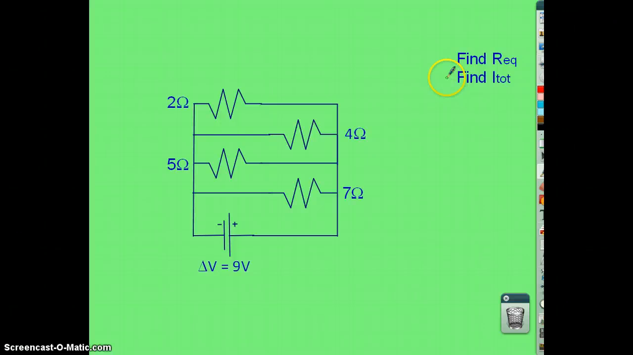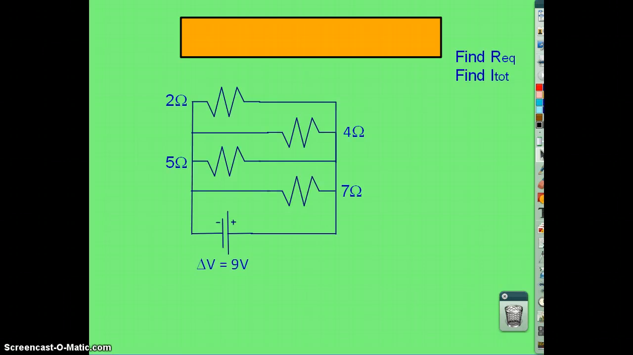Let's look at this sample here. We need to find the equivalent resistance here and find the total current. So let's pause the recording and let you work through that. Find the equivalent resistance and then find the total current. Go. At this point, I'm ready to proceed, but if you guys are still working, make sure you have it paused. All right, here we go.